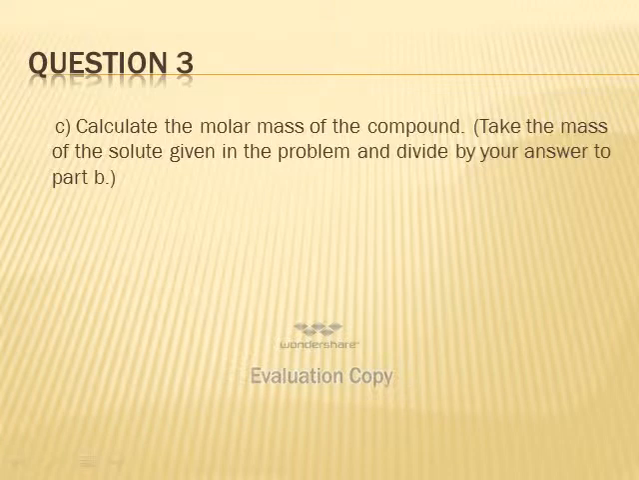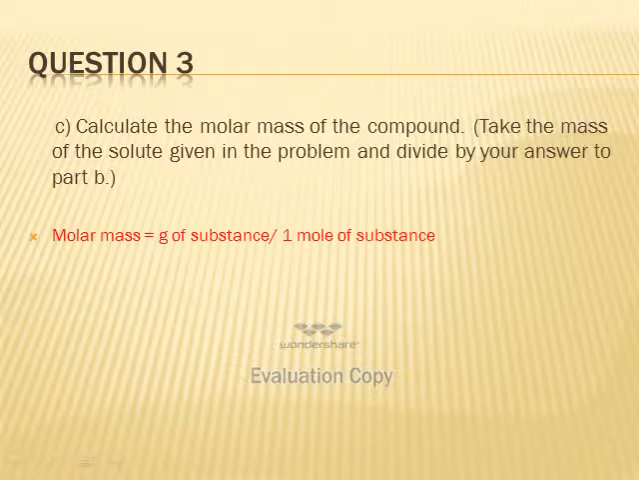Part C says, calculate the molar mass of the compound. Take the mass of the solute given in the problem and divide by your answer to part B. This part should not be a problem. We are given the mass and we calculated the number of moles. So we are able to calculate the molar mass. Divide the mass by the number of moles and you should get 173 grams per mole.